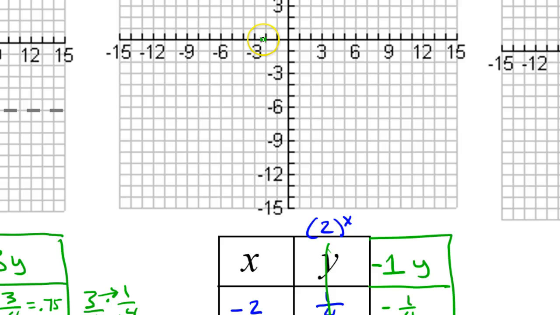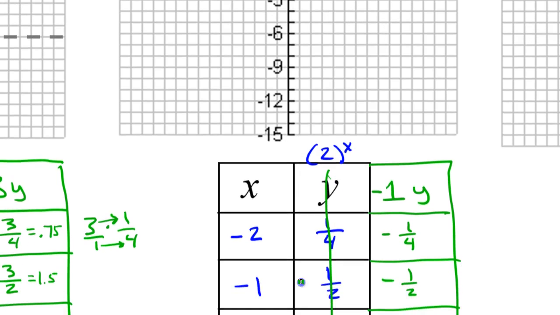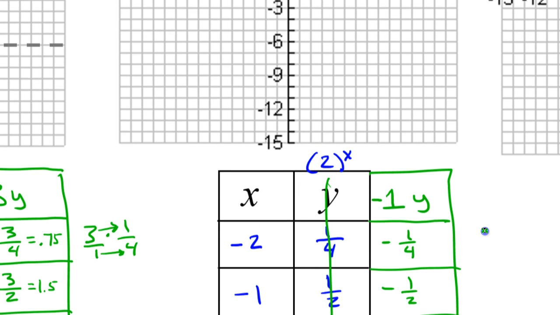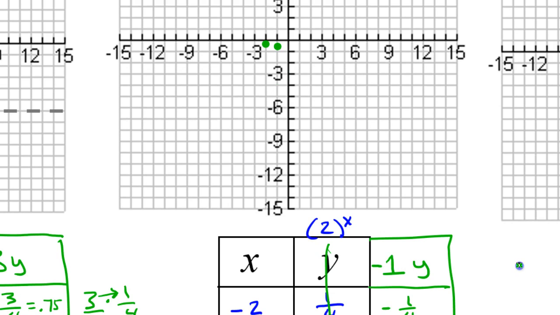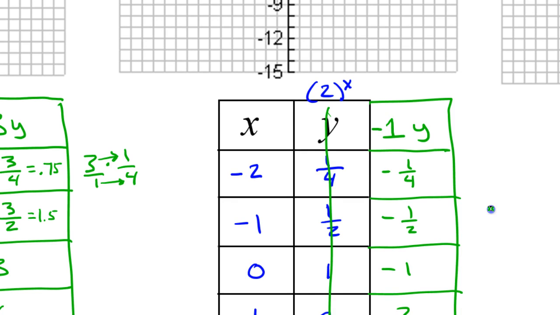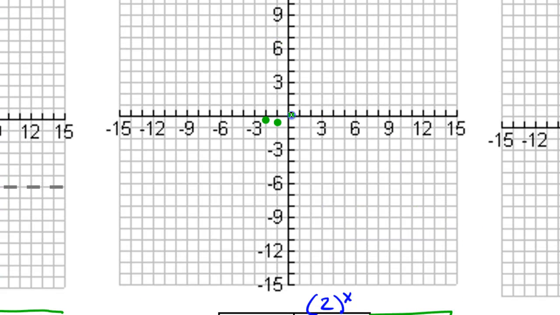Okay, so -2 and negative 1/4 would be right here. And then I've got -1 and negative 1/2. So -1 and then negative 1/2 would be about there. Then I've got 0, negative 1. So here's 0 and here's negative 1.